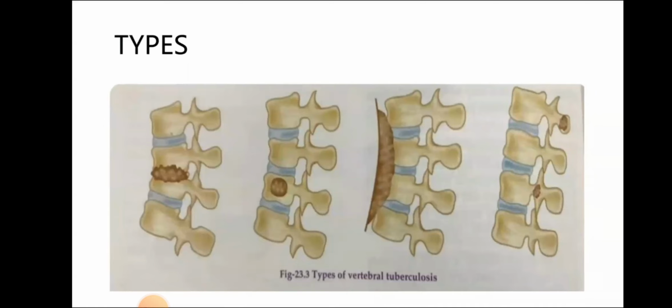So the types of vertebral tuberculosis are four: paradiscal, central, anterior, and posterior. Paradiscal is the commonest type, where the two adjacent vertebrae along with the intervening disc are affected. In the central type, the body of the single vertebra is affected. In the anterior one, the infection is localized to the anterior part of the vertebral body. And in the posterior one, the posterior complex of the vertebra, that is the pedicle, lamina, spinous process, and transverse process, is affected. These are the types.